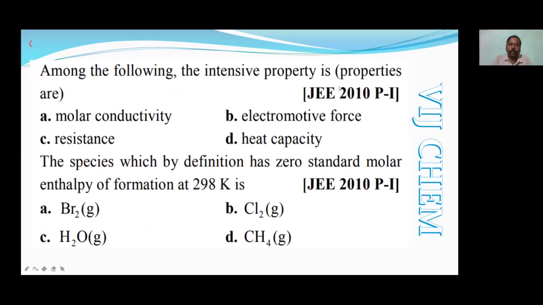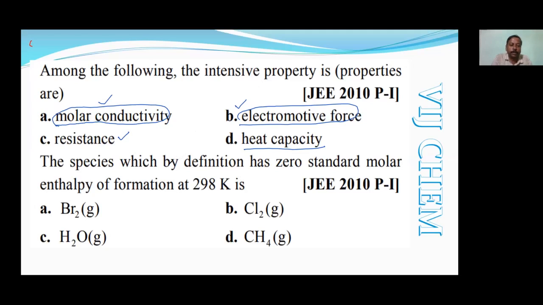Now the next question: according to the following, the intensive property. Properties that do not depend on the quantity, but depend only on the nature of the substance, are called intensive. If they depend on the quantity, then they are called extensive properties. Here, the word molar is used, so you can take any amount, but we calculate per mole only. That's why it is an intensive property. EMF also does not depend on the quantity. Resistance varies with more length or more width. If it is molar heat capacity, then it will also be an answer. So the answer is A and B.